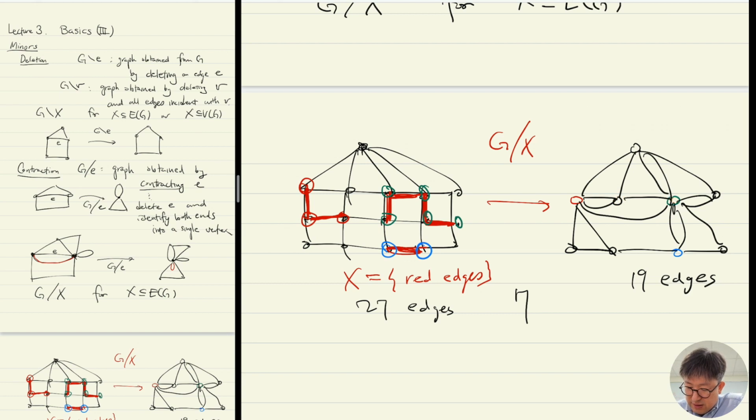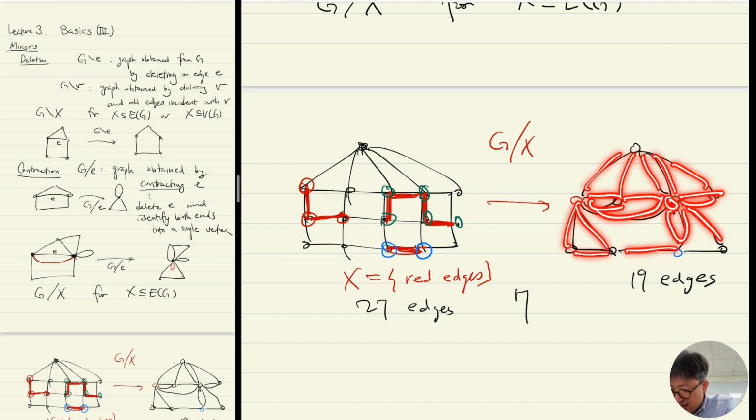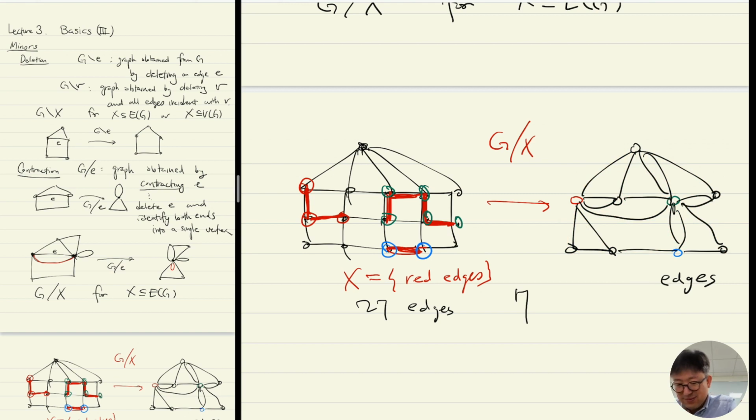How about the right, the 2 edges, 1, 2, and 1, 2, 1. Okay, 1, 2, 1. 1, 2, 3, 4. So did I count correctly? 1, 2, 3, 4, 5, 6, 7, 8, 9, 10, 11, 12, 13, 14, 15, 16, 17, 18, 19. Oh yeah, this was 20 edges. That was correct.